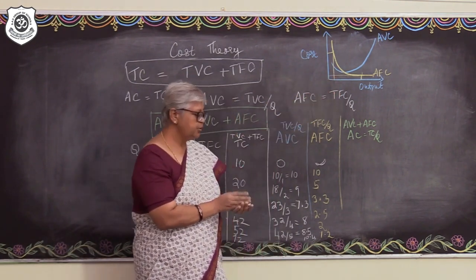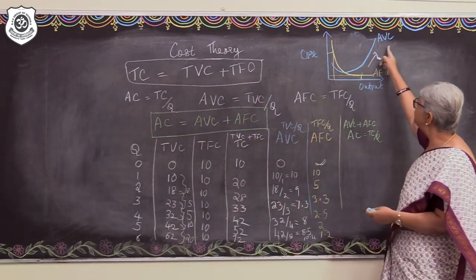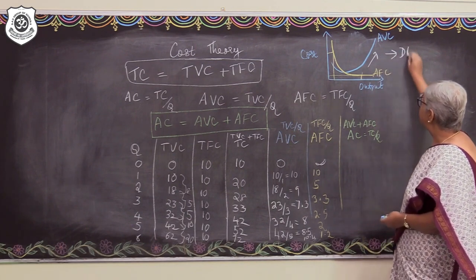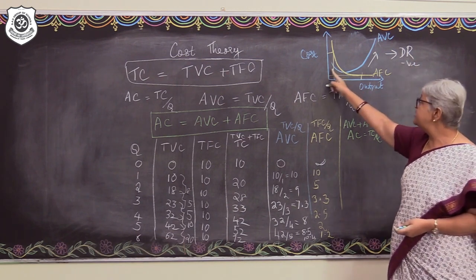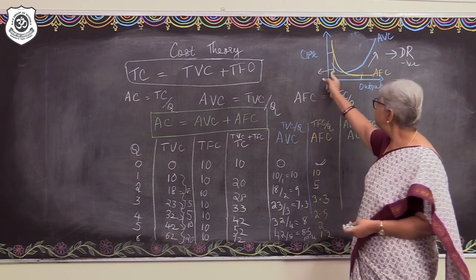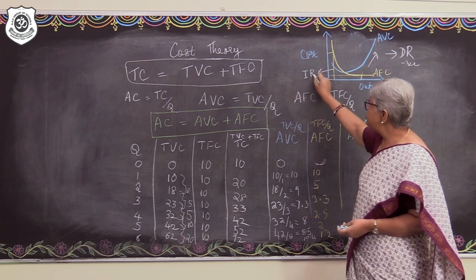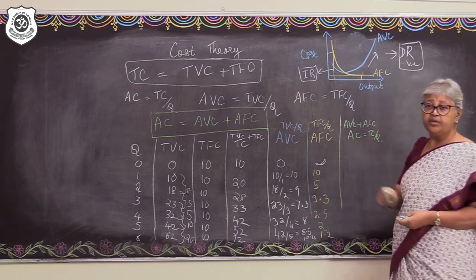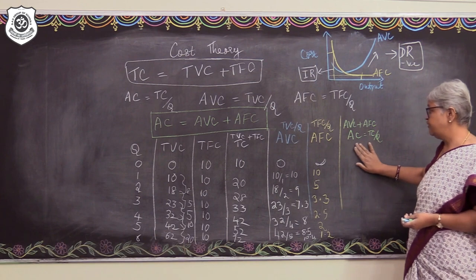See, this increasing portion of the average variable cost will indicate that the firm is suffering decreasing returns and negative returns. And this portion, right, the falling part of the AVC, will indicate that the firm is actually enjoying the increasing returns phase, right? Okay.